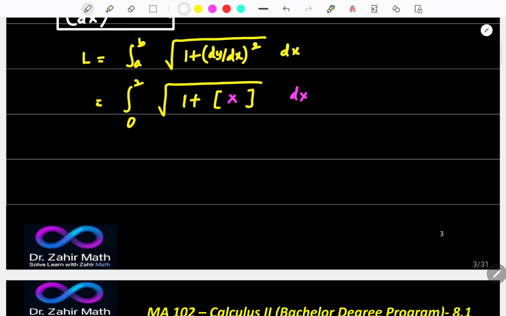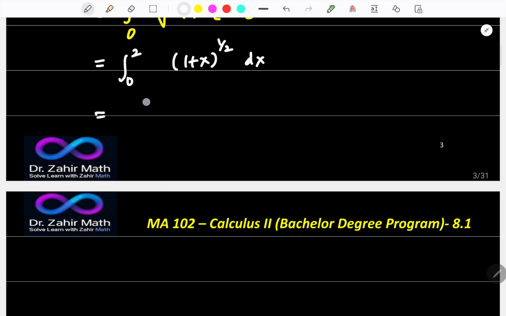So now we are going to integrate this one. So this equals the integral from 0 to 2. Let me write this as (1 plus x) to the power of half dx. So this equals, what is the integration of x to the power n, which is x to the power n plus 1 divided by n plus 1, plus the integrating constant, what? C. Now we have the limits.